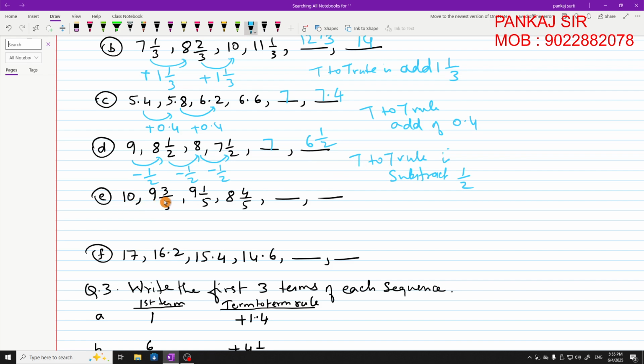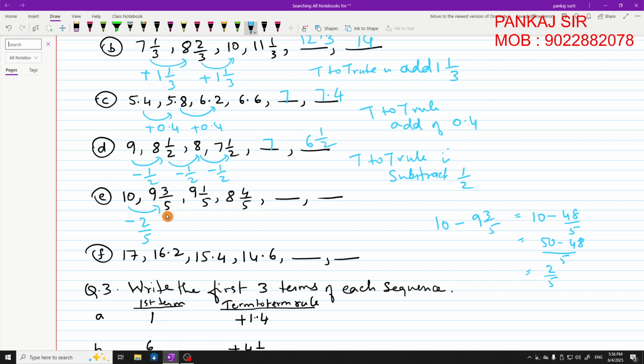Next, 10, 9 3 by 5. So this is 10 minus 9 3 by 5, how much is it? Okay. So let me check that. So 10 minus 9 3 by 5. This can be written as 10 minus, 9 5s are 45 plus 3, 48 upon 5, right? This will be 10 5s are 50 minus 48 upon 5, right? This will be 2 upon 5. So here, what is happening? Minus of 2 by 5. From 10, if you subtract 2 by 5, you get 9 3 by 5, right?